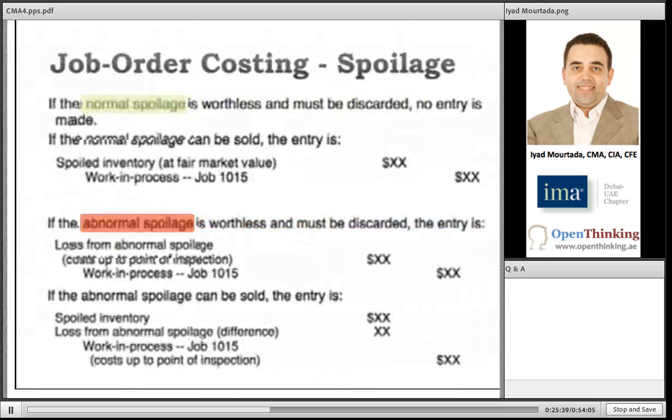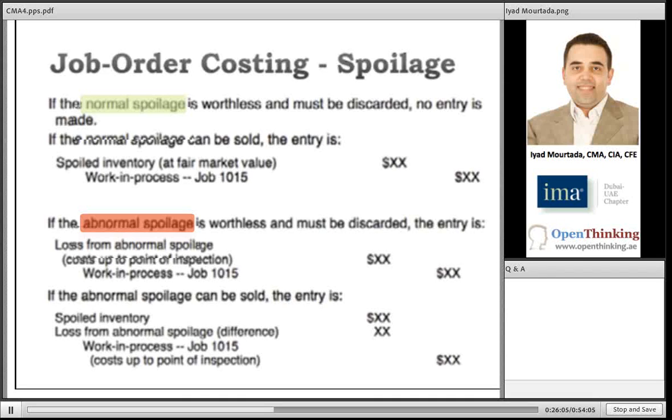So when we are looking at job order costing, we have spoilage, and we need to understand what to do with it. If it is normal spoilage, do you know what we do? We say, okay, spoiled inventory, and we move it to work in process because it is normal. It is part of the operation. If it is abnormal, we say, okay, loss. So in that way, what will happen? We are going to have a loss, and we are going to move it out of the work in process.